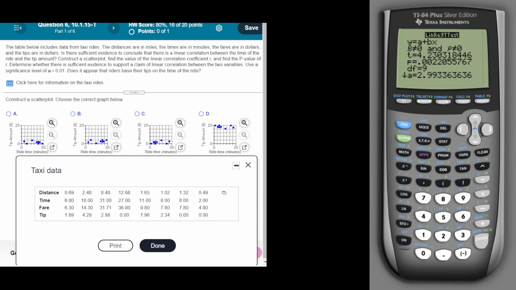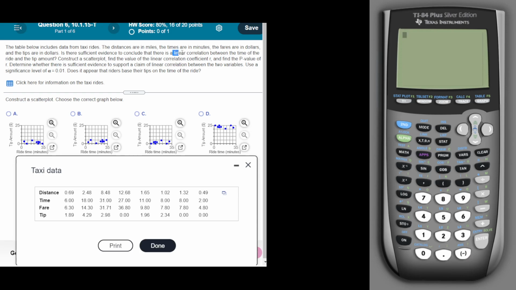Here's how I want you to tackle this, right? First of all, what do we use? Distance, time, fare, tip. You have to read and figure out which one you would use. But to save you some time, it's in the passage. Let's go ahead and skim that.